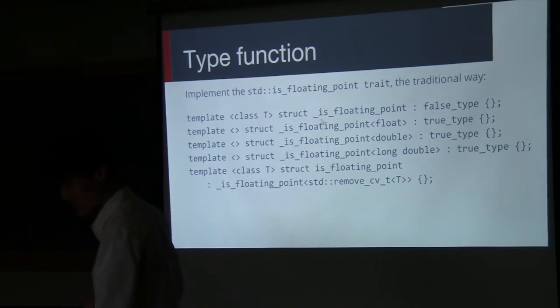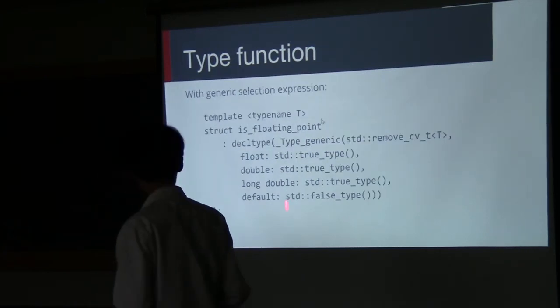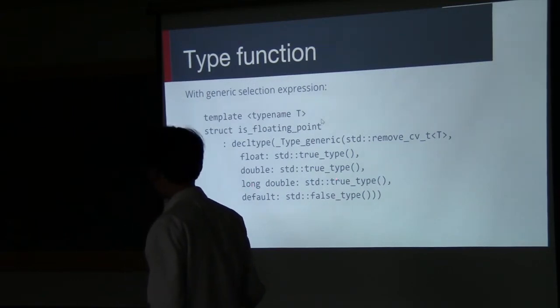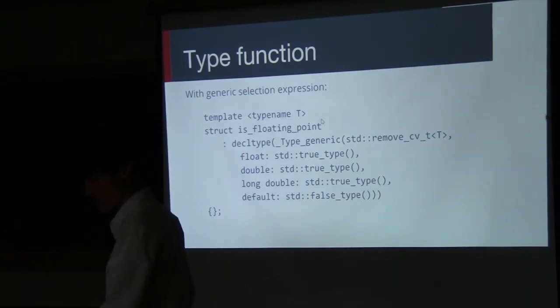So with type generic selection expression, here's the implementation. Create a trait inherited from the type lambda. And the type lambda is simply removing CV, filtering on specified type, returning the bool constant object. If it's a floating point, we return true type. Otherwise, false, then you're done. It's one single template, no specialization.